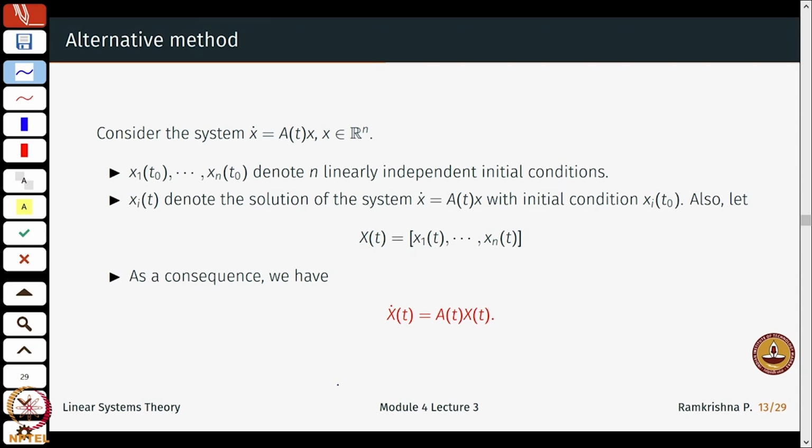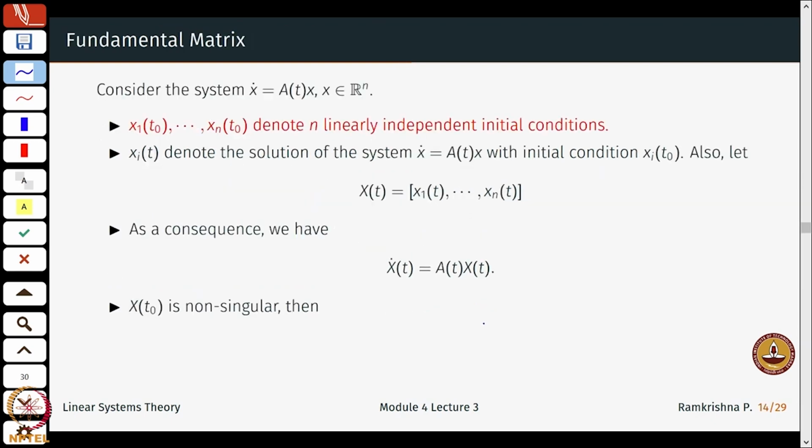Now, a key here is that the n initial conditions x1(t0) till xn(t0) which I choose must be linearly independent. I will shortly tell you why that is important. Because of that, we now have a matrix differential equation.